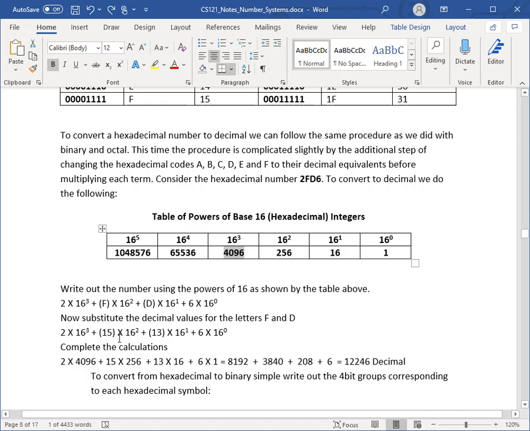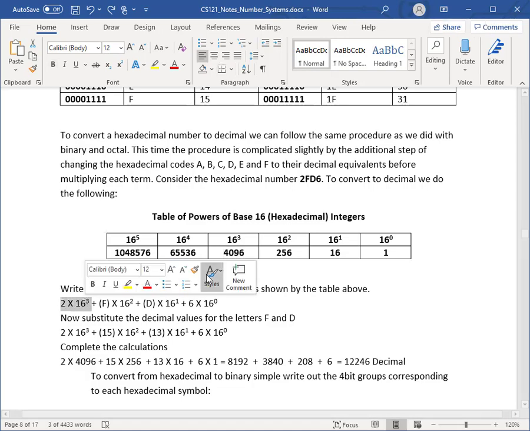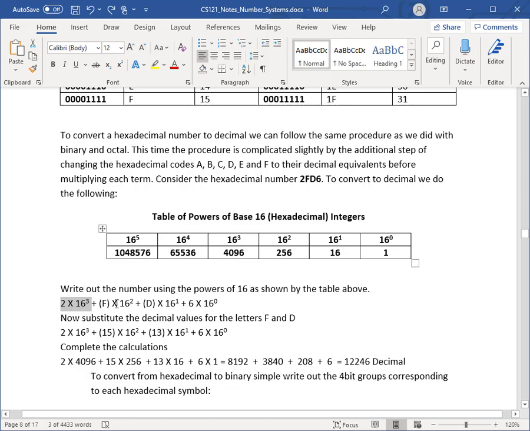In our example, we have our 2FD6. So we have 2 times 16 cubed. Okay, so that was over here. Then our F, we can just go ahead and write the F. Okay, we don't have to change it just yet. F times 16 squared plus D times 16 to the 1 plus 6 times 16 to the 0, which is just 6. Now we substitute in the decimal value for F, which is 15. And we substitute in the decimal value 13 for D.